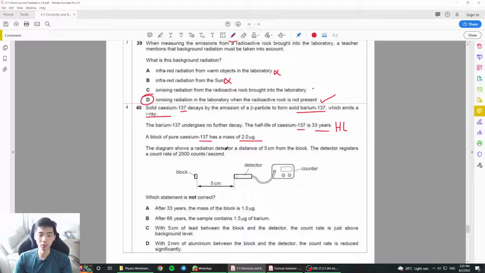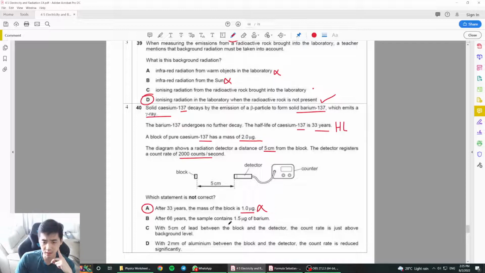The diagram shows a radiation detector a distance of 5 meters from the block. The detector registers 2,000 counts per second. Which statement is not true? After 33 years, the mass of the block is going to be 1 microgram. This is definitely not true. Why? Because half-life does not cause the mass to decrease. It only causes the radiation count to decrease. Right? So this is definitely not true.